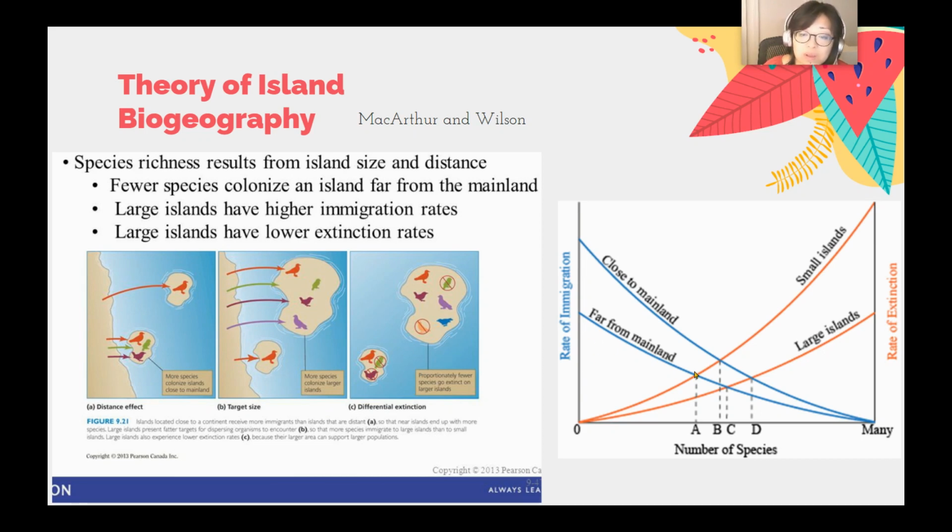And where these lines cross is where you will find the number of species. So for example, if you have an island that's far away and also small, it's going to have the lowest number of species. On the other end of the spectrum, you have islands that are close to the mainland, like here, but they're large. Those are going to have the greatest number of species, and you've got things in between. Okay, so that's the theory behind island biogeography.